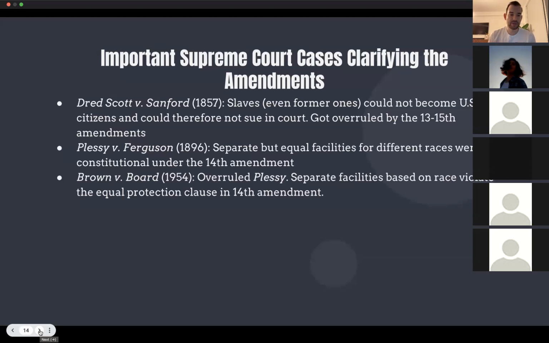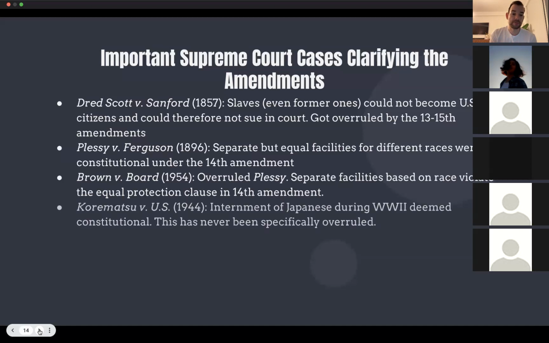Now that phrase, with all deliberate speed, was interpreted by many southern states and many northern states as well to mean not to integrate at all. And a lot of what happened over the next 20, 30 years were battles fought in individual states over integrating schools. Another terrible decision in World War II was Korematsu versus the United States.